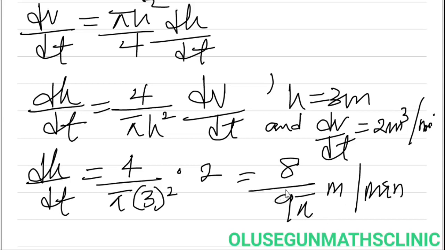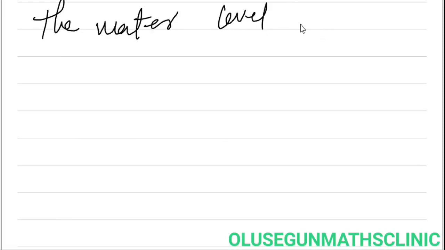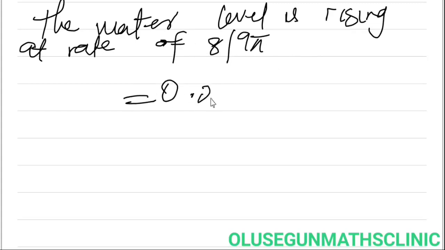So therefore, the water level is rising at a rate of 8 over 9 pi, which is equal to 0.28 meter per minute. So this is the answer for this.